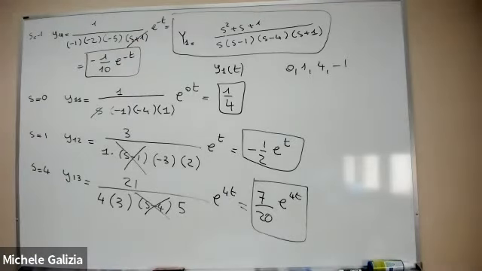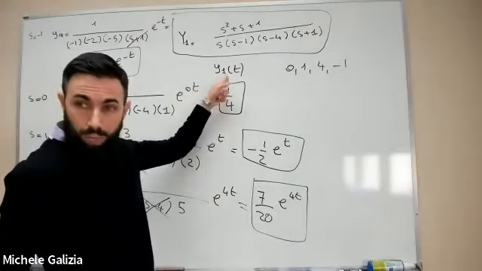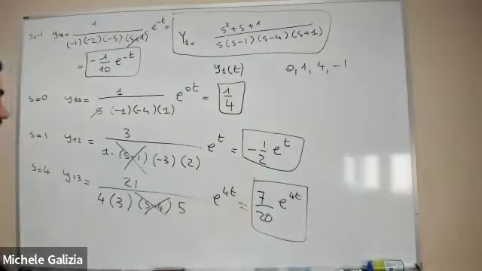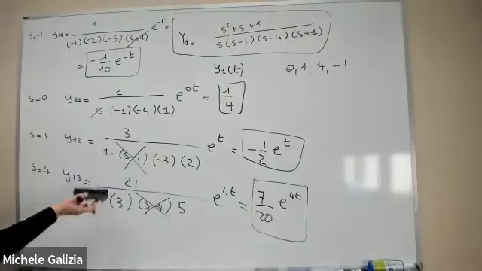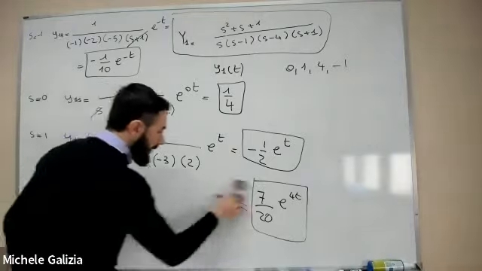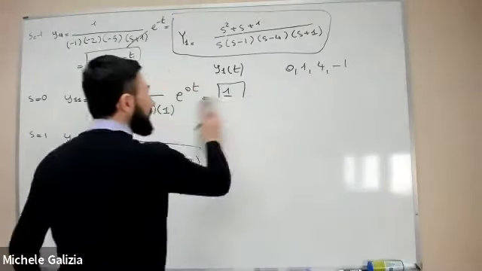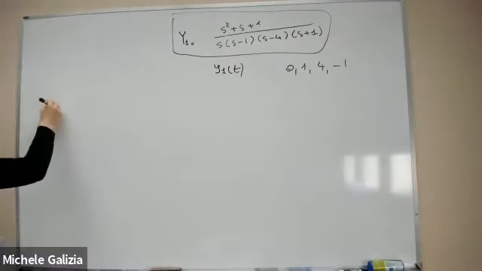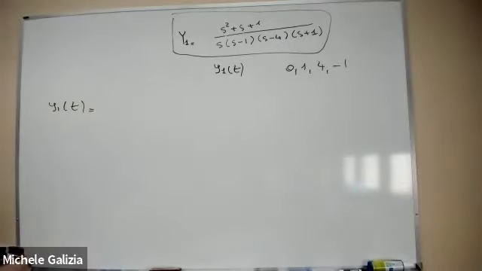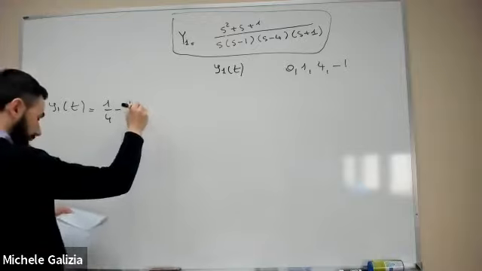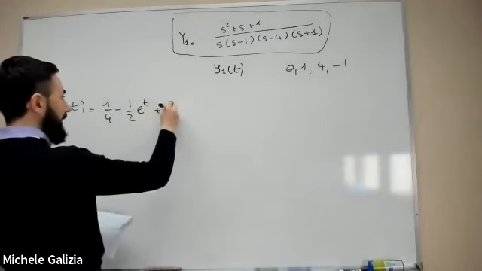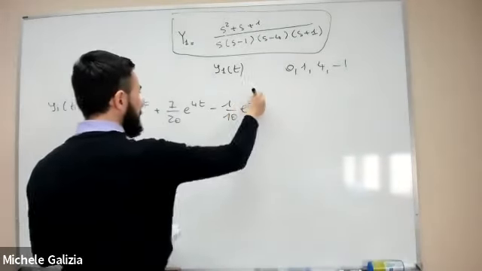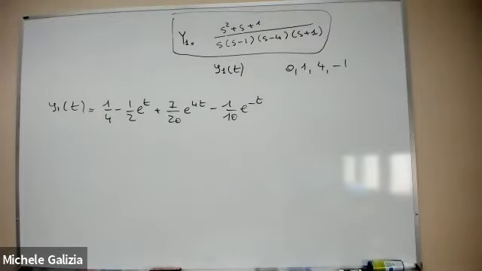So now to get y1 as a function of time, to get basically the first output as a function of time, I have just to sum algebraically all these 4 contributions, 4 contributions because we have 4 poles. So let me just wrap up, sum them together, and give you the solution for the term y1. So y1 as a function of time is equal to 1/4 minus 1/2 exponential of t plus 7/20 exponential of 4t minus 1/10 exponential of minus t. And this is the first solution.